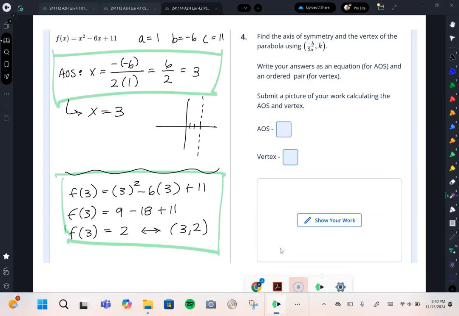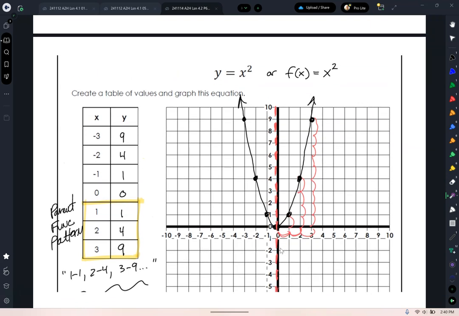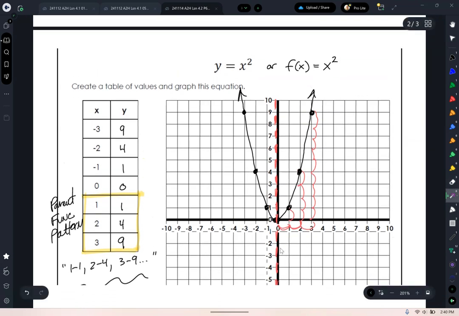Watch up here on the screen. So this is my parent function from our notes, right? The vertex sits at 0, 0, and I go 1, 1, 2, 4, 3, 9, and the same on the left, right? So this point is right 1 of the vertex. This point is right 2 of the vertex. This point is right 3, 1, 2, 3 of the vertex. Get it? Left 1, left 2, left 3 of the vertex.